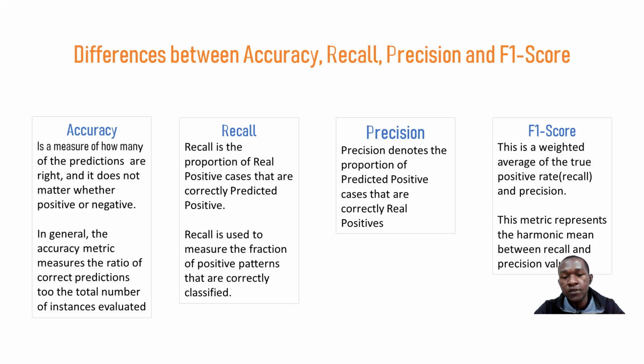And coming on to precision, precision denotes the proportion of predicted positive cases that are correctly real positives, exactly as said earlier on. Now coming into F1 score. F1 score is a weighted average of the true positive rate, which in this case is recall, and precision, because this metric represents the harmonic mean between recall and precision value.